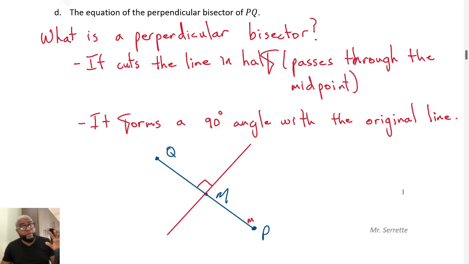Right? So I'll go through it one more time. What is a perpendicular bisector? It's a line that cuts our given line in half. It passes through the midpoint and it forms a 90-degree angle, right? Passes through the midpoint, forms a 90-degree angle.